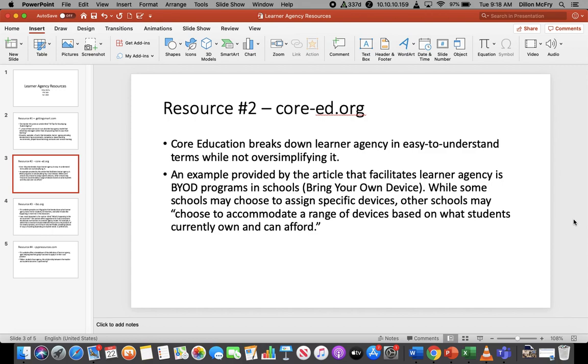One example that Core Ed brought up was the fact that most schools are now pursuing BYOD programs, or bring your own device. They gave this as an option for promoting learner agency because it gives students a say in the devices that they use and how they deploy them in completing class assignments. They also listed that while some schools may choose to assign specific devices, other schools may choose to accommodate a range of different devices that students can afford or ones that they already have.